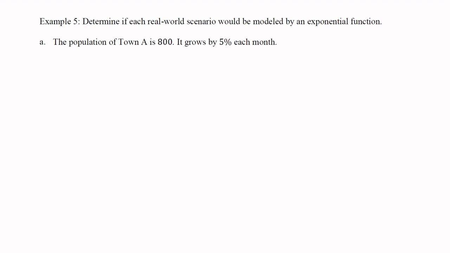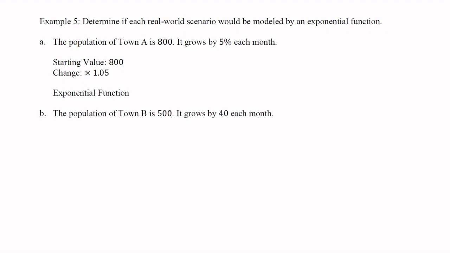The population of town A is 800. It grows by 5% each month. Our starting value here is 800, and we are multiplying it by our growth. You have to take 100% of your population at 800, and add 5% of that population to it. That gives us 1.05 as our multiplication factor, and so it is an exponential function.